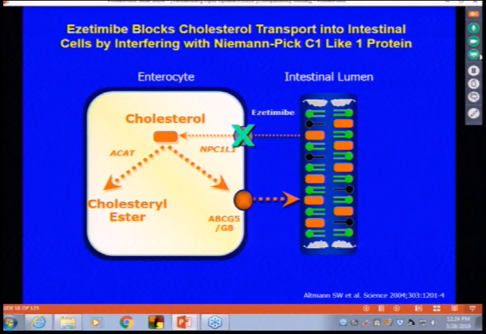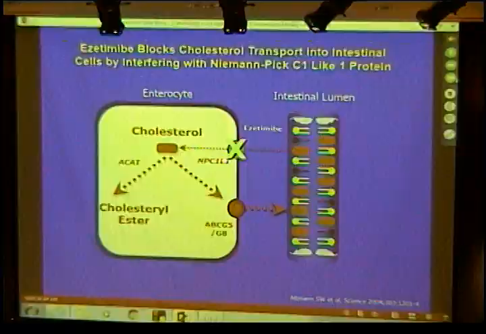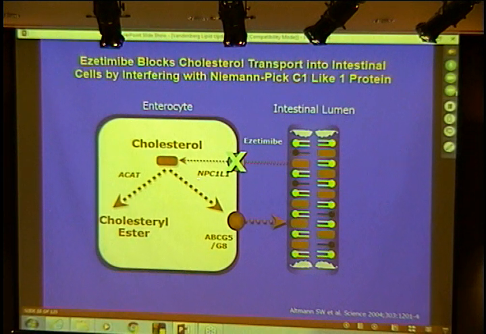Let's move on to ezetimibe. This is basically considered the second-tier drug for lowering LDL, especially in patients who are statin intolerant or have very high LDLs, the familial hypercholesterolemia group. Ezetimibe, or Zetia, works by blocking cholesterol transport across the intestinal lumen. There's this transport mechanism called the Niemann-Pick protein, and if you block that, you decrease the absorption of cholesterol from the intestinal lumen. So it just goes out in the stool.